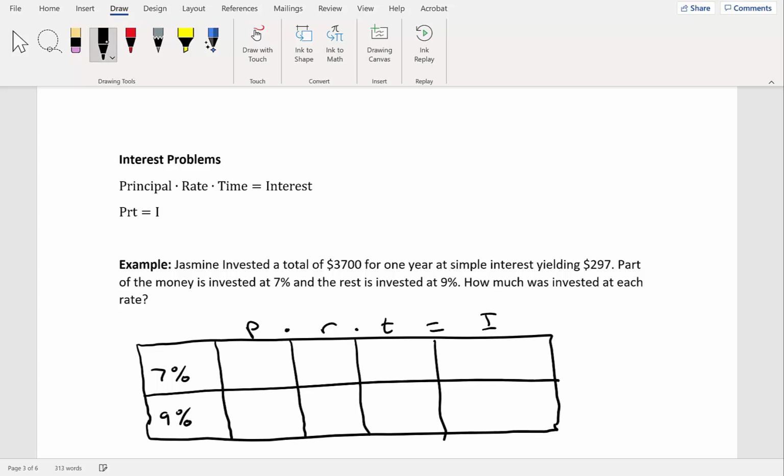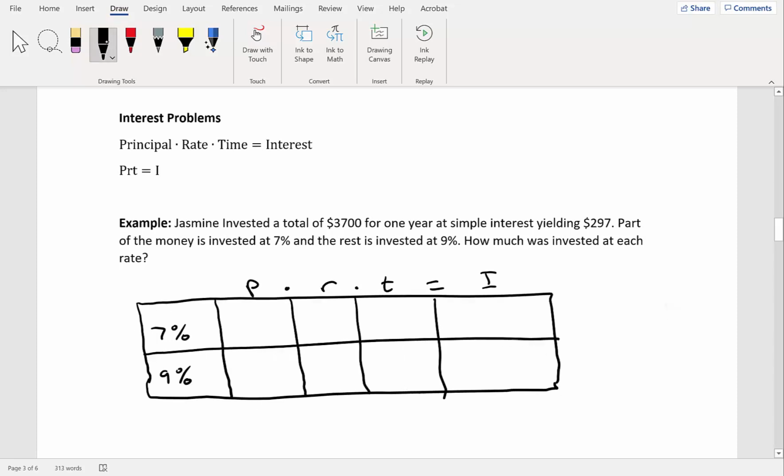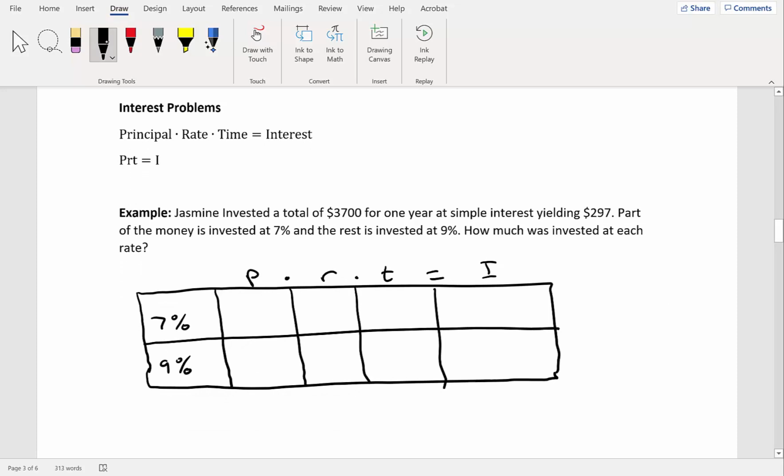Okay. Now the principal, this is the amount of money that was invested. So we don't know how much money was invested in each account. So we let one of them be x, we'll let the other one be y. Now the rate, we're given the rate for each account. So one of them is 7%.